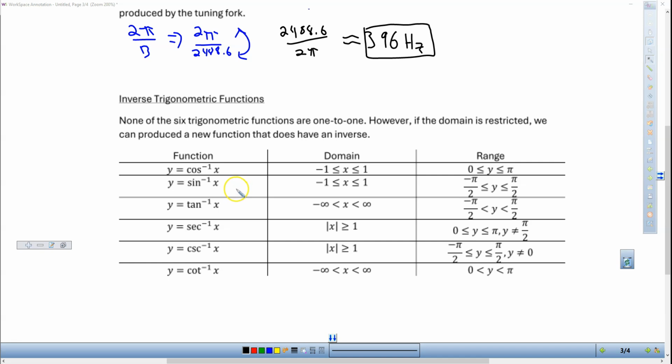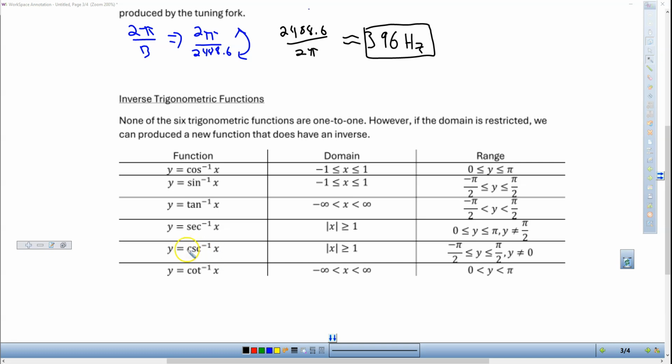Similarly, if I do sine and want an inverse sine, again, between -1 and 1, and my range is going to be between -pi/2 and pi/2. For an inverse tangent, we're going to be between -infinity and infinity, and our range will be between -pi/2 and pi/2. For an inverse secant function, I can do the absolute value of x is greater than 1, and for my range, we're going to be between 0 and pi, but notice that y, in this case, cannot be pi/2, and that's because we have asymptotes to deal with.